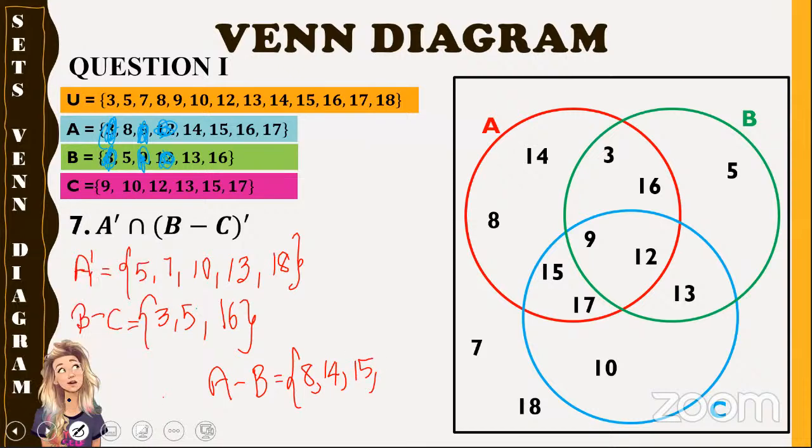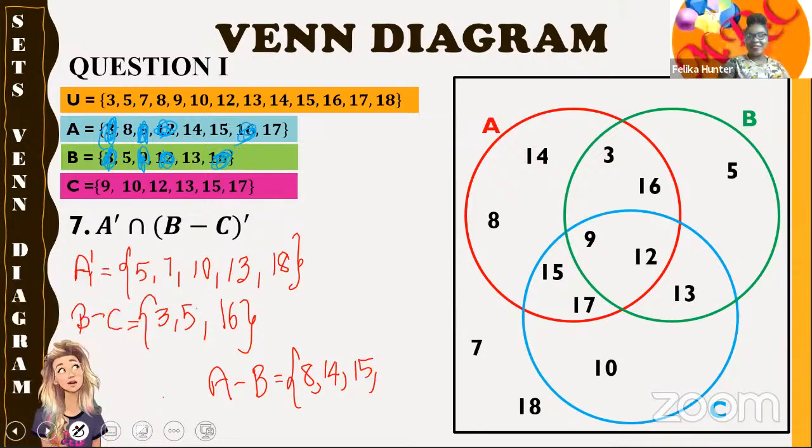And cancel the 16. Cancel the 16. All right, down 17. All right, then 17. Good job. There you go.